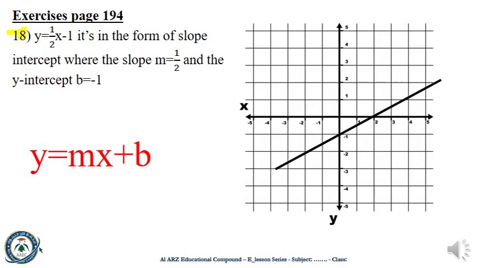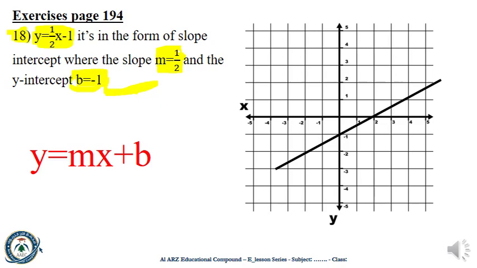Another example I wanted to talk about is exercise 18, page 194 also. So the same thing, it's in the form of y equals mx plus b, as it's y equals something times x minus 1. In this case, our slope, the number multiplying x, is equal to 1/2, and the y-intercept is minus 1. So what do we start with again? The y-intercept, of course.